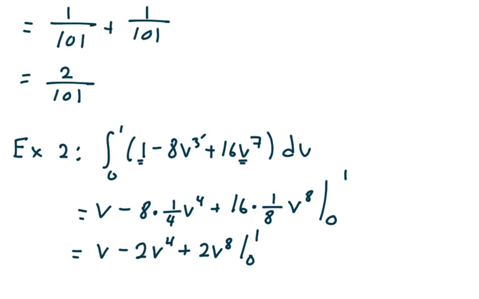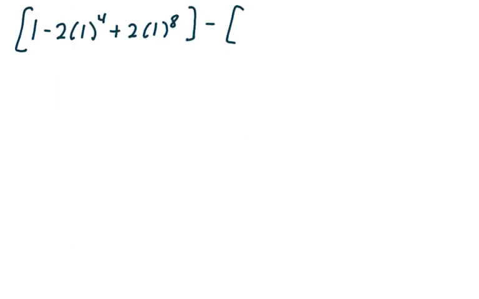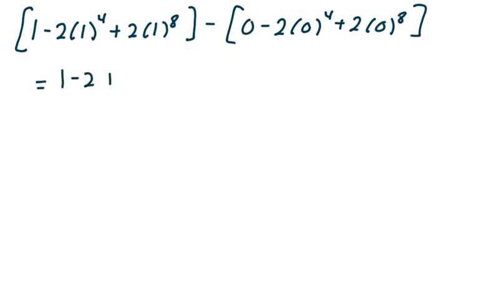Okay, so I'm going to get 1 minus 2 times 1 to the 4th plus 2 times 1 to the 8th. So notice I replaced the v with 1. Now replace the v with 0. 0 minus 2 times 0 to the 4th plus 2 times 0 to the 8th. That's all 0. And so I get 1 minus 2 plus 2. The answer is 1. That's how you do example 2.